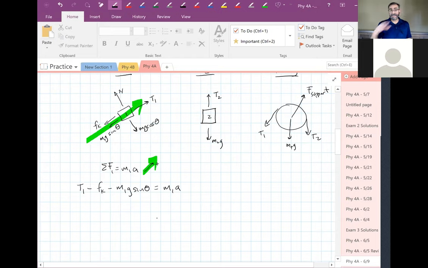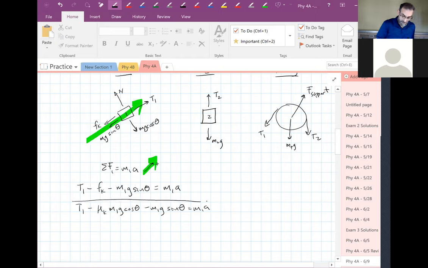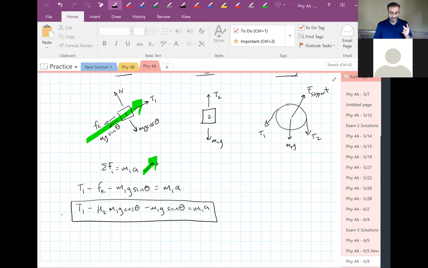If I look at my perpendicular direction, perpendicular to the incline, I get the normal force is equal to mg cosine theta. So I can plug that in for my friction. So there's my first equation. I have two unknowns, the tension one and the acceleration. Everything else is given. So I need another equation.